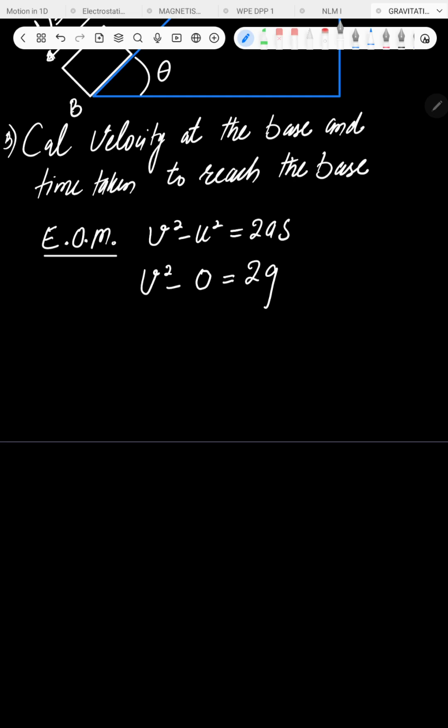So let me write down here 0 is equal to 2. What will we write in place of this a? In place of this a we will write g sin theta, and in place of this s, what will we write? That is simply s. And what is the value of this v? v will be equal to what?